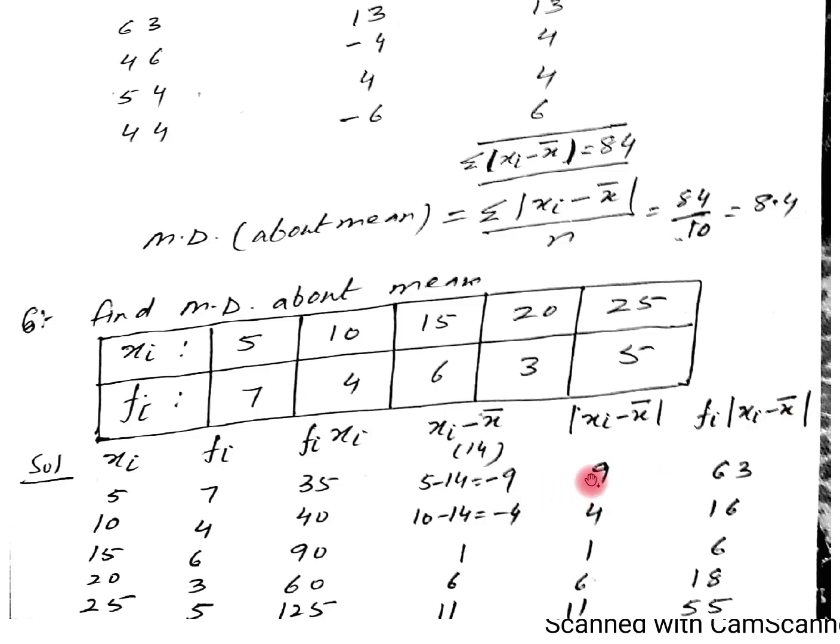And multiplying these values with fi, 7 into 9, 63. 4 into 4, 16. 6 into 1, 6. 3 into 6, 18. 5 into 11, 55. Then we will add it. It will give us the value of what? Sigma fi into |xi minus x bar|.